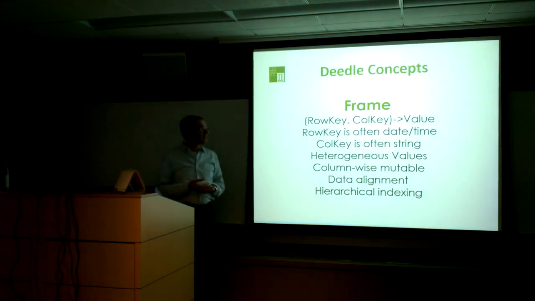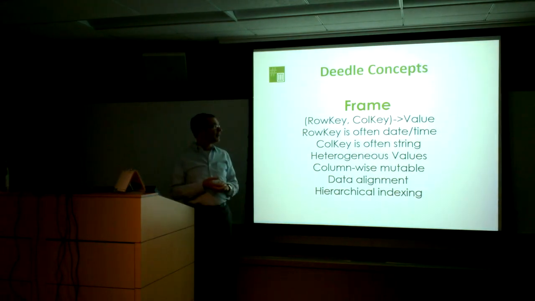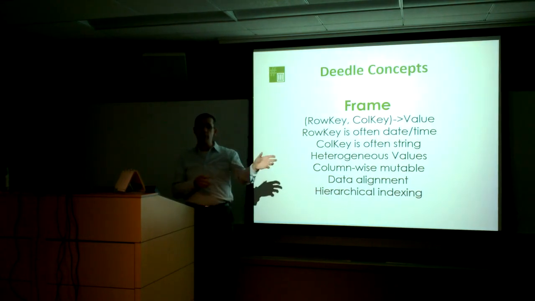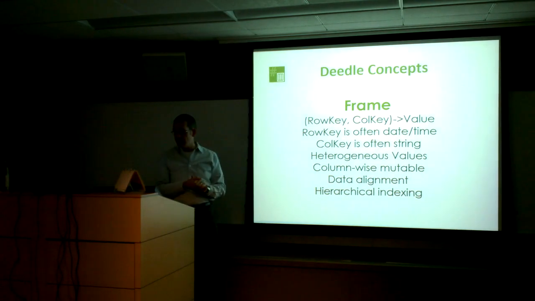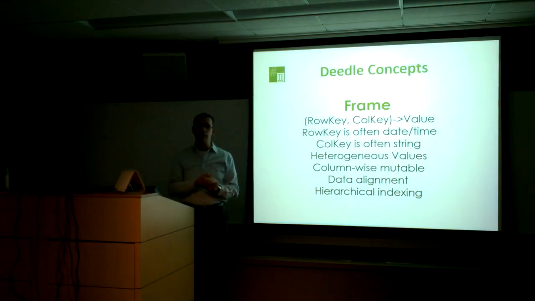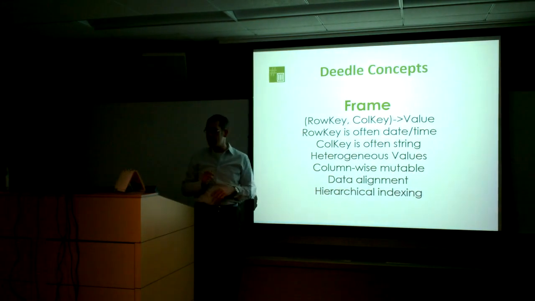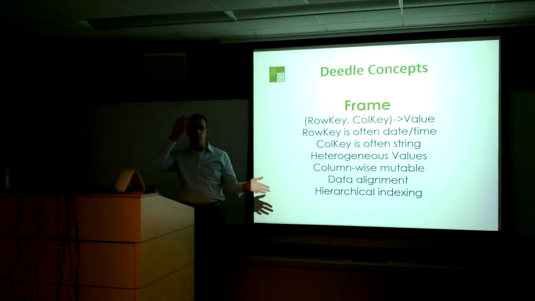The frame you can think of as being a bunch of series, which are columns. You can also think of it as being a mapping from a row key and a column key, which gets you to a value. So it's a two-dimensional thing. The column keys are frequently strings, right? If you think about relational databases or most tabular data, often your headings are strings. But in Deedle, they don't have to be. They can be any type you like, the same as the row keys. You can transpose them and work with them in both ways.